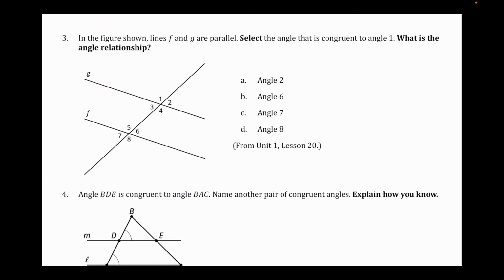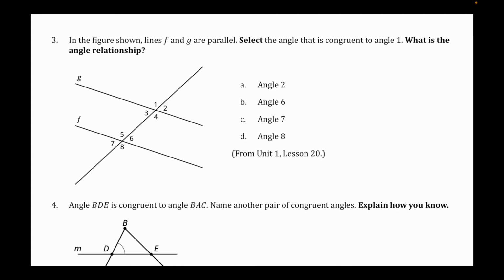So this one says, in the figure shown, lines F and G are parallel, so that's great. We want to select the angle congruent to angle 1. So angle 1 is right here. We want to know what is congruent to that. Well, I know that 4 is vertical from it, so 4 is equal to it. 1 also corresponds with 5 because it is in the same general location. And then 5 is vertical from 8. So all of my green angles here are answers, and that means that my answer is angle 8. So I'm just going to select that one with a highlighter.